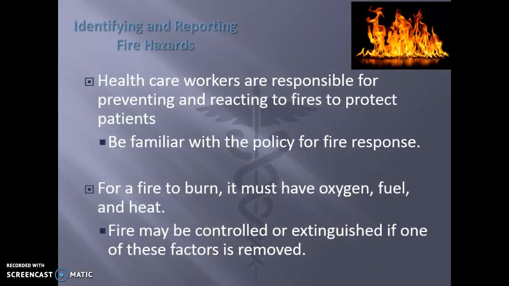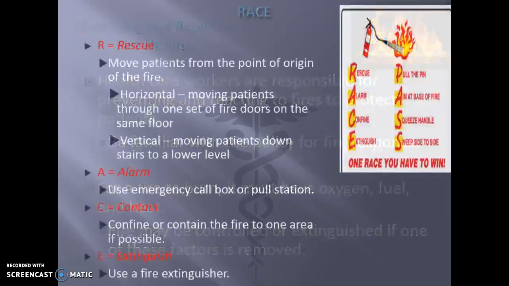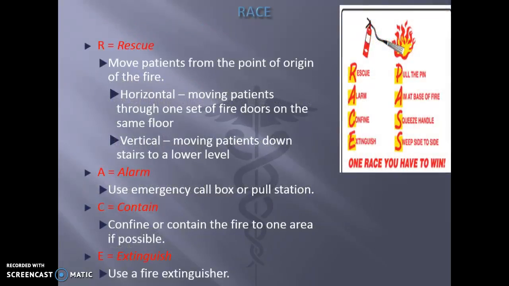Fires are very common in hospitals, and it's very important, since patients can't get up and run out, that you are very aware of what to do. Fires need oxygen to burn, and so we have to try to cut that off with fire extinguishers and closing off doors and that kind of thing. There's RACE and PASS. RACE is rescue the patients first, then sound the alarm, then go back and try to contain the fire if possible, and if you have a fire extinguisher or a hose, put it out.